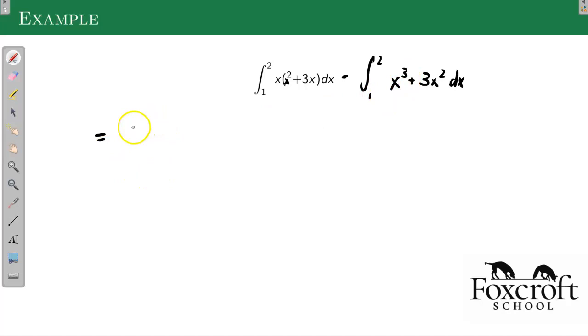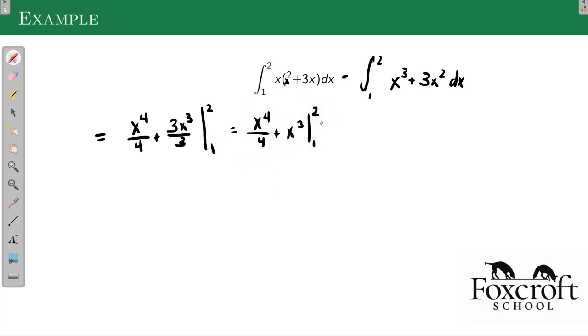antiderivative. x cubed becomes x to the 4th over 4. 3x squared becomes 3x cubed over 3. And I'm going to evaluate that from 1 to 2. Before I evaluate, I'm just going to write it a bit simpler because that last term is just x cubed. And now the big thing is you plug in that top bound first. So I'm going to plug in 2 first. And I'm going to subtract when I plug in the bottom bound, 1.